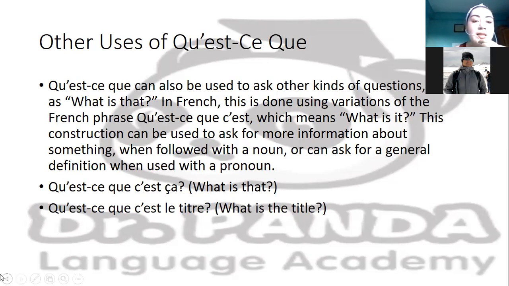So what is that is Qu'est-ce que c'est ça? Very good. And what is the title is Qu'est-ce que c'est? C'est le titre. Very good.